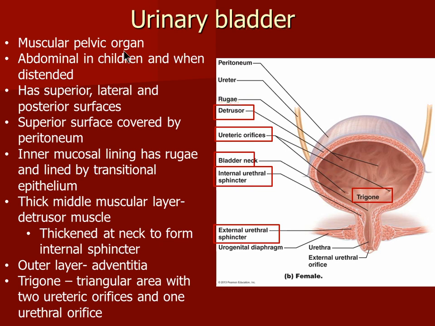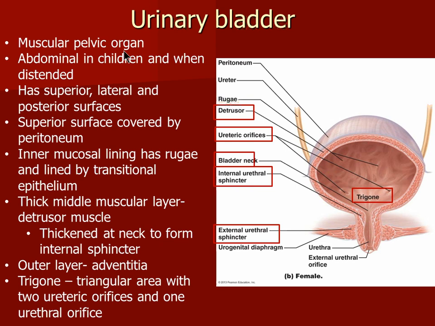Except in children. If you've noticed little children, till about 6 years old, they tend to have a pot belly. They have a little paunch. That's because the bladder is an abdominal organ in them. It takes time for the bladder to actually descend into the pelvis. In adults, or after 6 years, it is a pelvic organ. The only time it becomes abdominal is when it's distended. So you can sometimes feel your bladder above the pubic symphysis when it's really distended.